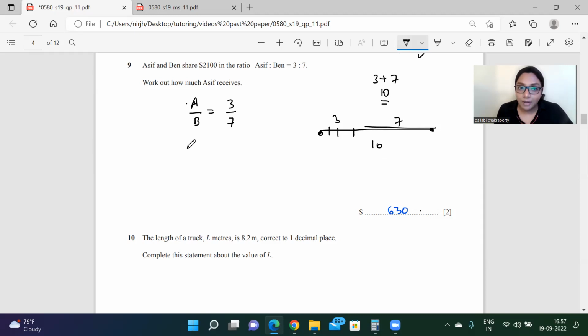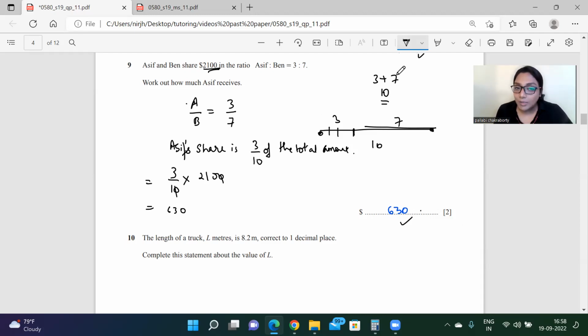That means Asif's share is 3/10 of the total amount. Now, the total amount given here is 2100. So how much has Asif received? He must have received 3/10 of 2100. So you cancel out the 0, so 210 times 3, which comes out to be 630. And that's your answer. I hope you understood this. There is another method to do ratios, but I'll cover that in some other paper. So if you find this method easy, just use this, right? Okay, moving on to the next question.